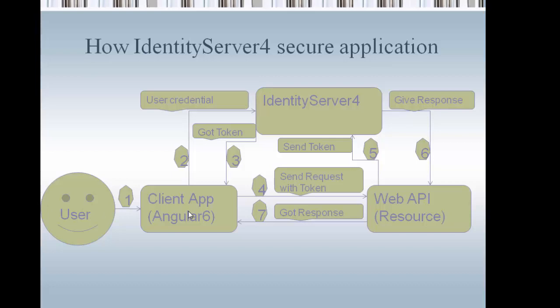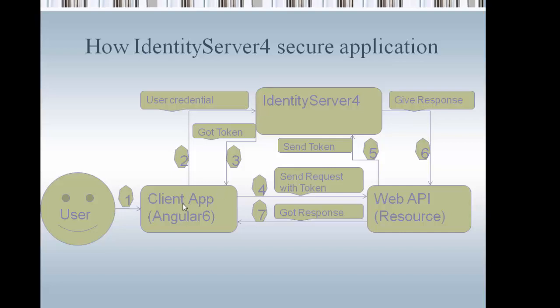User opens the client application, then the login page comes. User will input the user credential, means user ID and password, and click on login. Then user ID and password are sent to Identity Server 4. Identity Server 4 validates the user against the database, or in this mechanism we are validating the user against the database. If the user is valid, then it sends the token to the client.